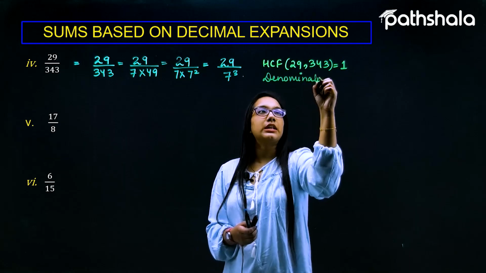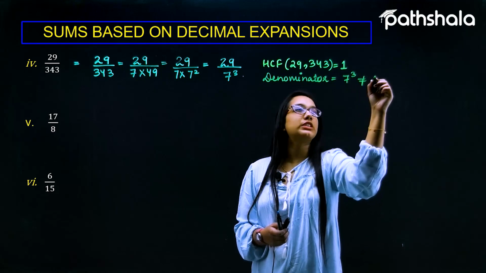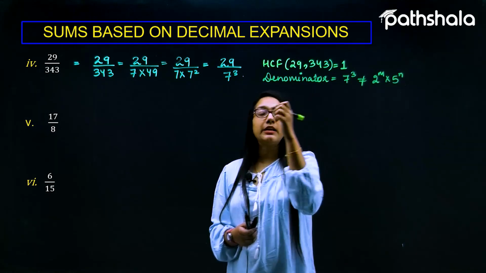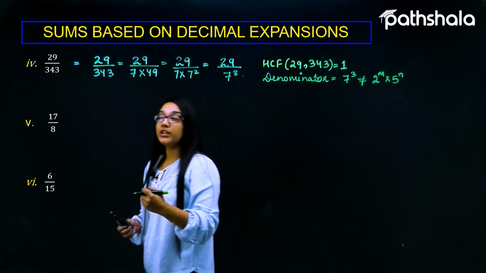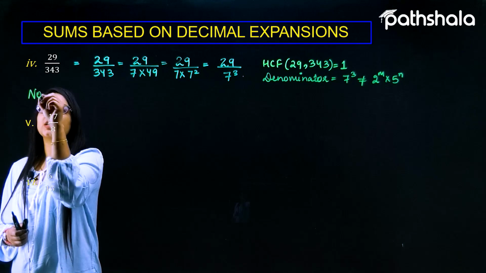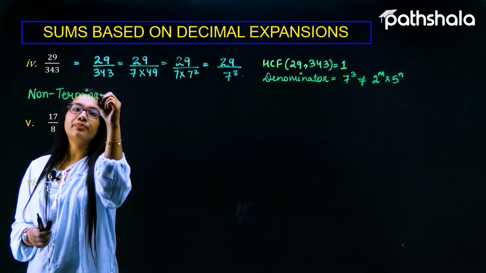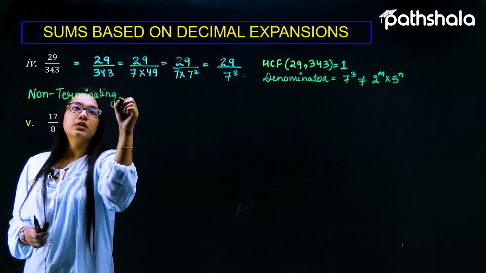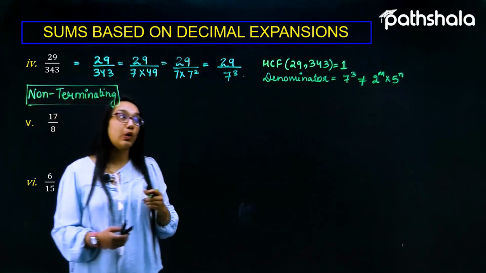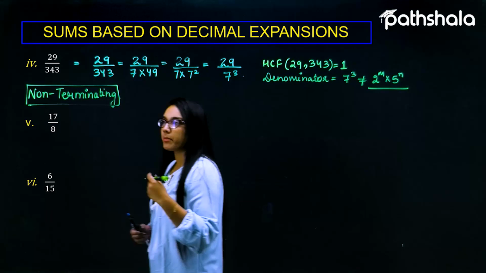which is 7 raised to the power 3, is not of the type 2 raised to the power m into 5 raised to the power n. It definitely means that it is a non-terminating one. So the answer for the fourth one is non-terminating. You have a decimal expansion which is non-terminating, because the denominator is not of the type 2 raised to the power m into 5 raised to the power n.